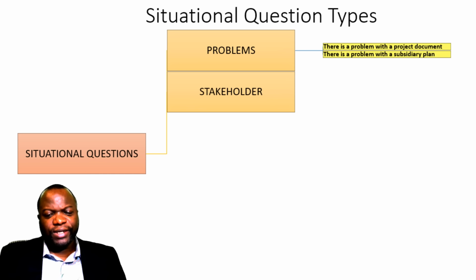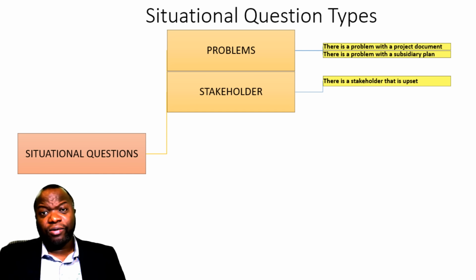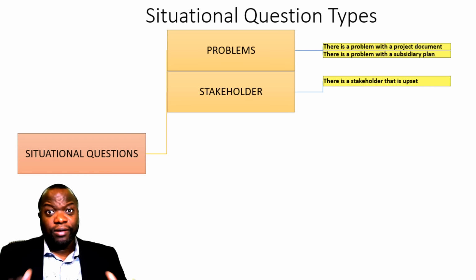And then we've got stakeholders when it comes to situational questions. For example, there's a stakeholder that's mad and irate, shouting at you, screaming at you, almost spitting into your face. What do you do? There's a stakeholder that is looking at you menacingly as you enter their complex, an external customer. What do you do?